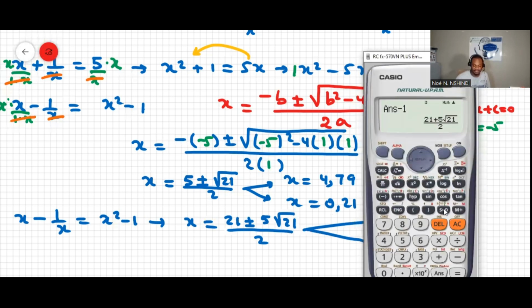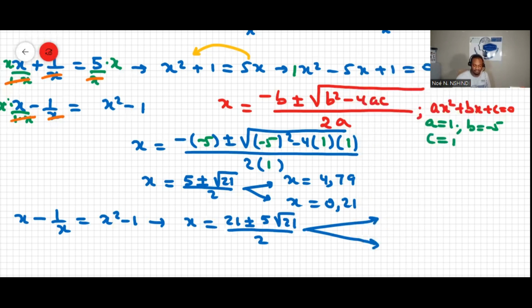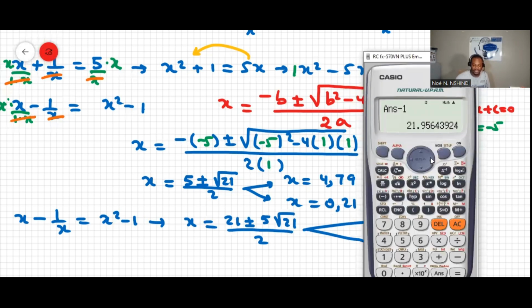Press SD there, ST, and then that makes 21.96. So x is equal to 21.96, or with it negative. I need to start over. That makes 5 minus square root of 21 over 2, equal that.